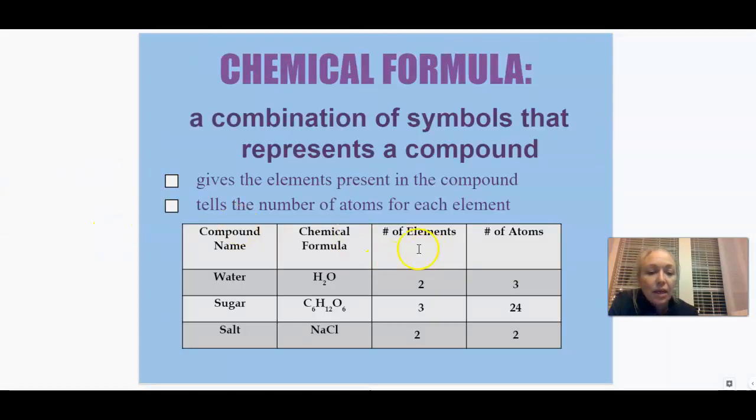And then the second portion of the back of that worksheet is something very similar to this, where you're looking at the chemical formula and you're counting the number of elements and the number of atoms. I think that the worksheet might be flipped, where you're counting atoms first and elements second. I can't remember, so make sure that you look at that carefully. Actually, I'll know in just a minute.